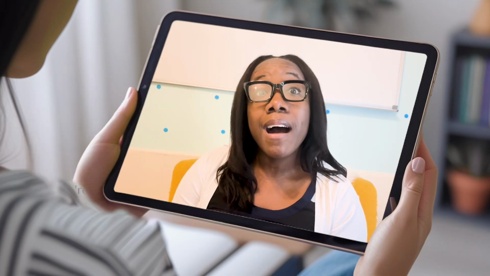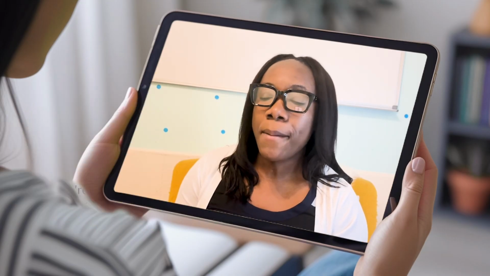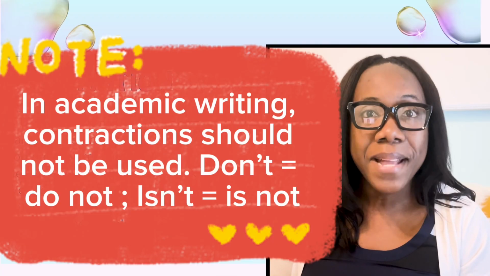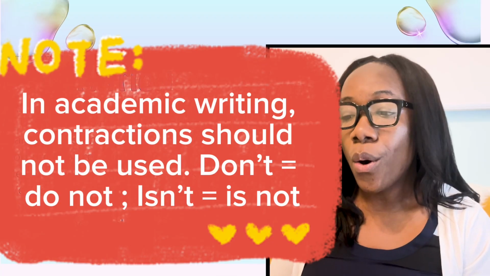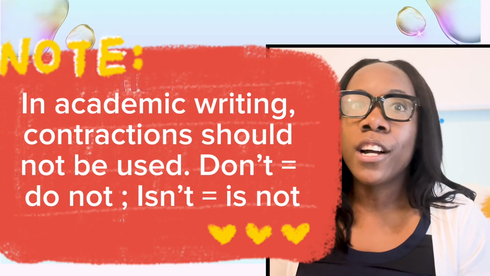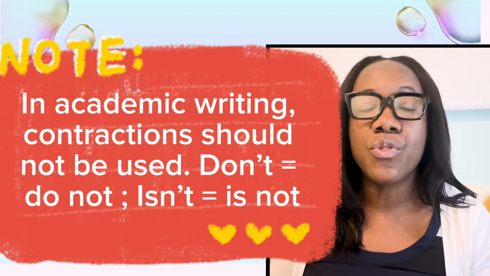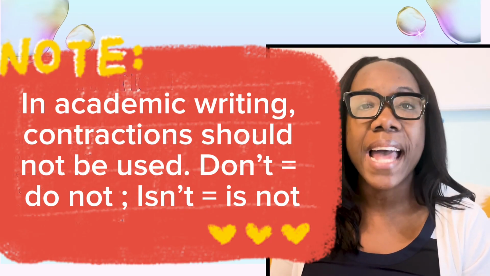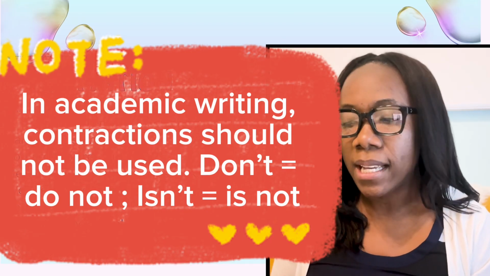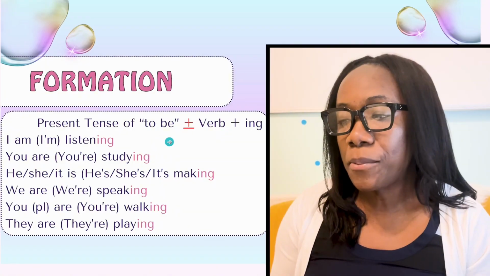And if you are in college and you're writing research papers, then you are not permitted to say I'm or you're or use any contractions for that matter. Instead of saying don't, you will have to write do not. Instead of isn't, you will have to write is not. So that is the present tense of the verb to be.